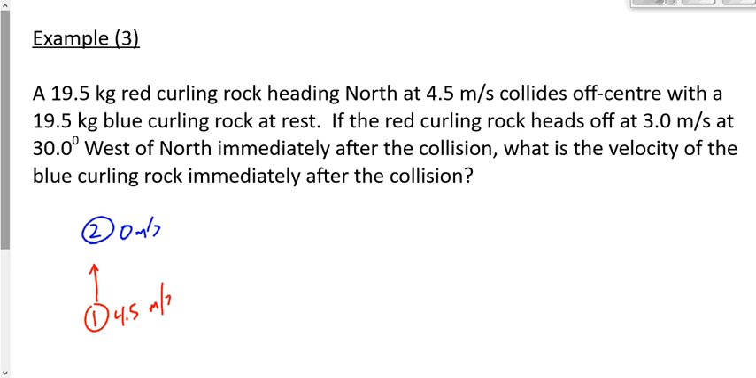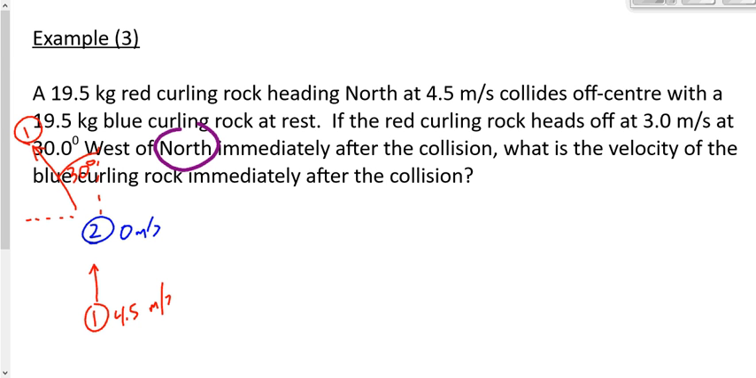Afterwards, the red curling rock goes west of north. So the red guy goes up like this. This is object number 1. The red curling rock goes off this way, west of north at 30 degrees. Is it measured from the north or from the west? Look, west of north, circle the last one, right? It's measured from the north. So we're going to label that 30 degrees up here.